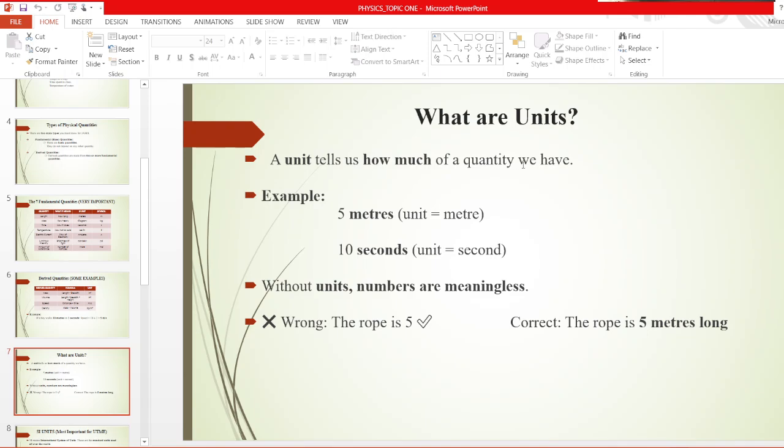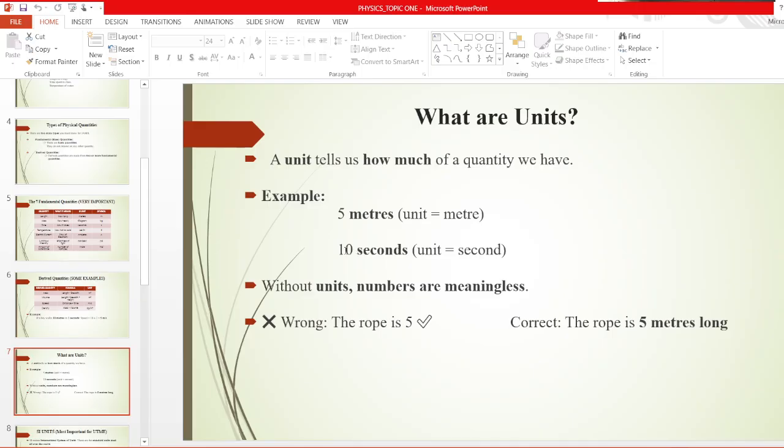It's very important. Take for instance 5 meters. The unit there is meter. That means 5 meters is talking about 5 meters in terms of distance. Or if you are using a ruler to measure something, you will see 1 centimeter, 2 centimeter, 3 centimeter, 4 centimeter. It tells you the length of whatever you are measuring. The centimeter there represents the units. Another example here is 10 seconds. The unit there is seconds.